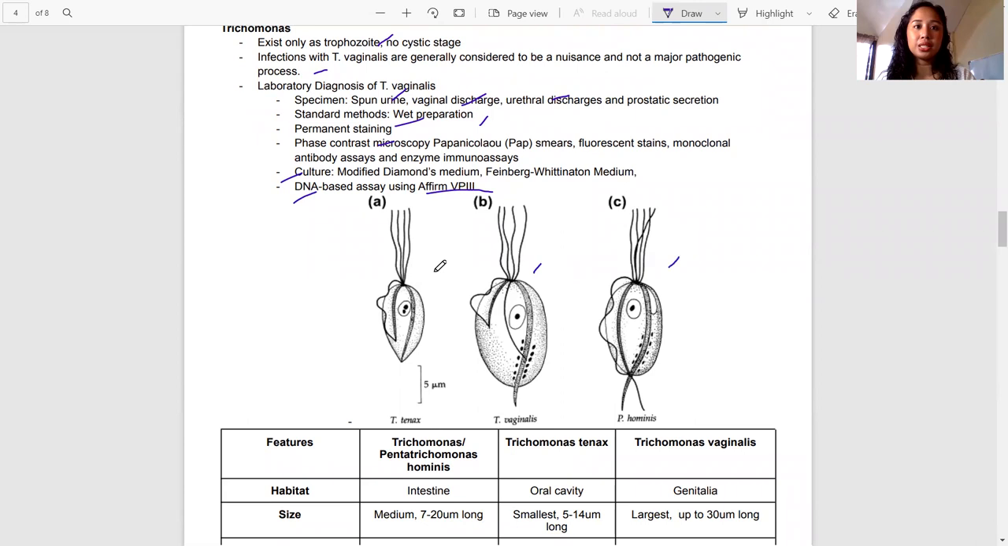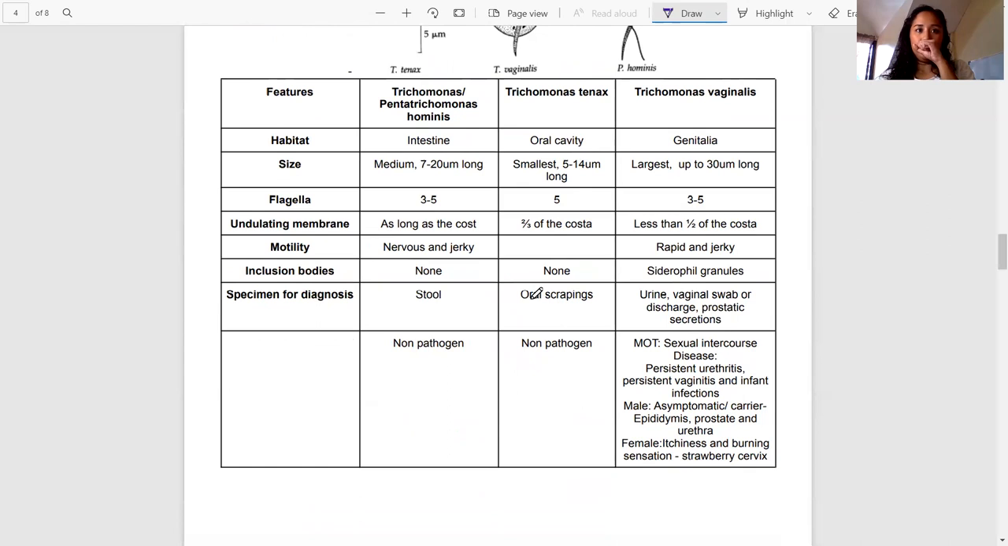Pinakamaliit. So notice class, their undulating membrane, their costa. May costa. Ito yung costa. Their axostyle, kung lampas katawan ba, your flagella. Okay, so Pentatrichomonas intestine, tenax, oral cavity, Trichomonas vaginalis, genitalia, both men and women. So, pinakamaliit si tenax, pinakamalaki si vaginalis.